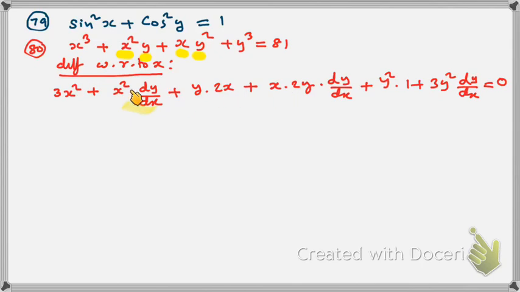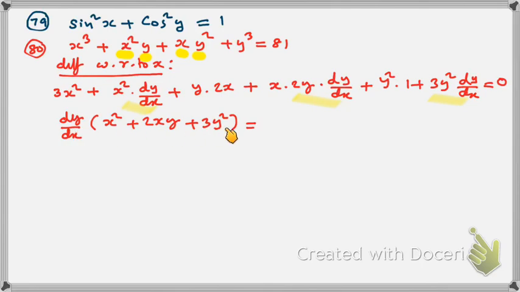Now I just have to collect the dy by dx terms. One here, and one here. There are three of them. So I say dy by dx into the collecting the terms. I have x square here, I have 2xy here, and I have 3y square here.